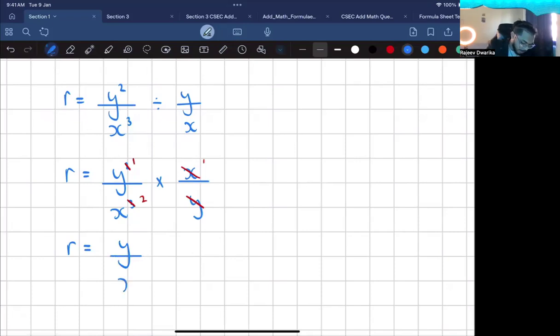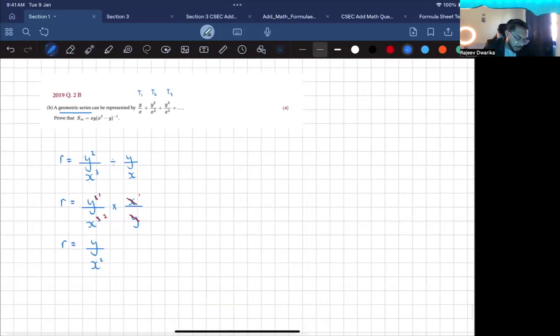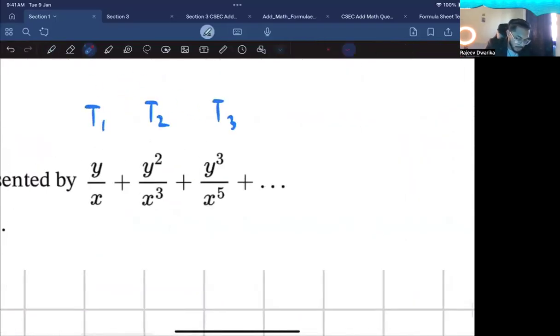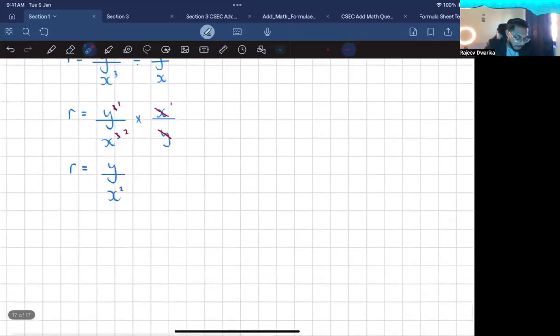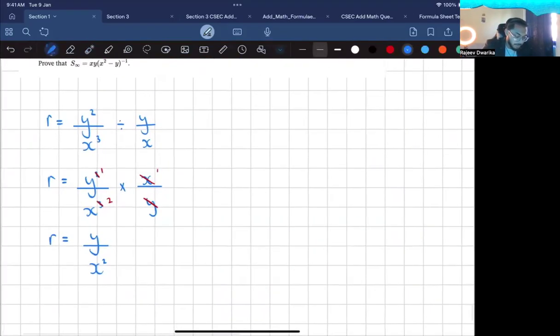Keep that in mind. And even if you could not see it, watch this. What would I have to multiply to get y squared from y? And I would have to multiply by x to get x cubed from x squared. Check it: y over x squared. So it's making sense. Now we need to find the sum to infinity. Kiera, remind me, what is the sum to infinity formula?